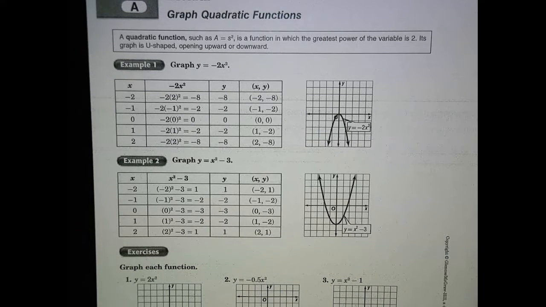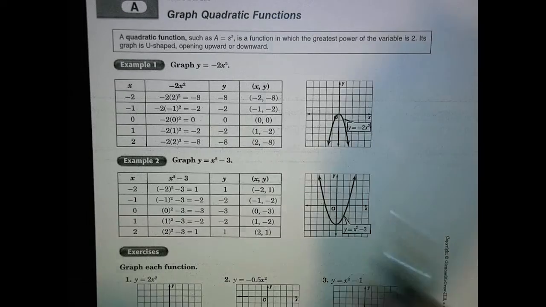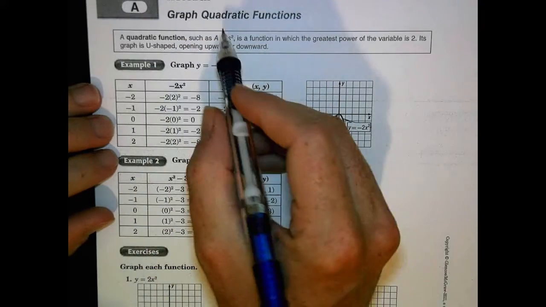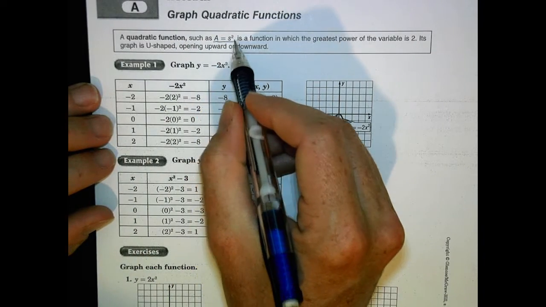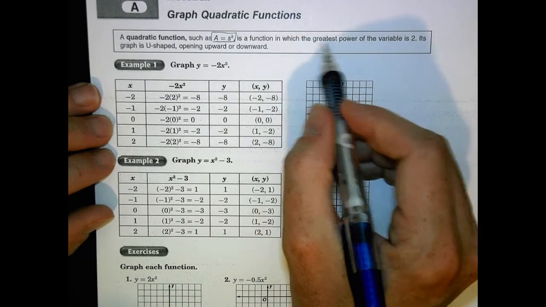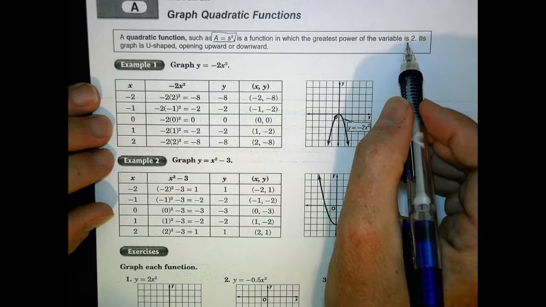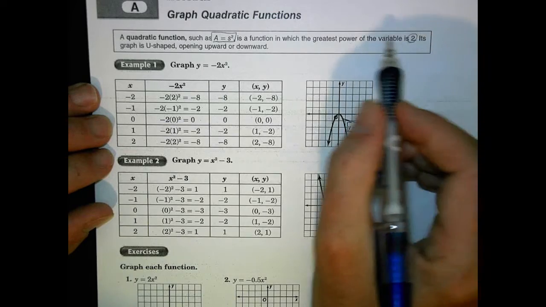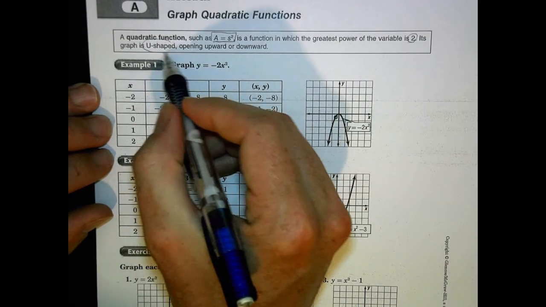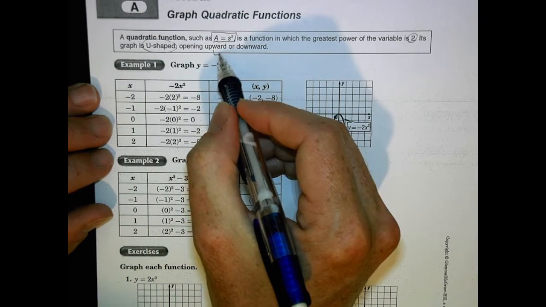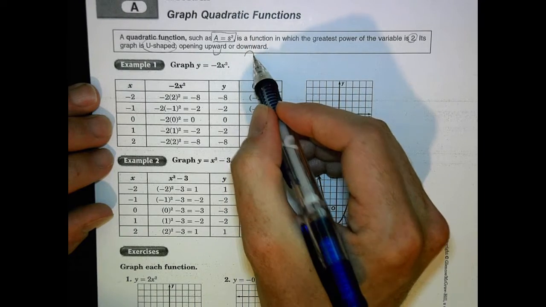Hi there, we're on our last lesson for this unit. This is on graphing quadratic functions. A quadratic function, such as y equals x squared, is a function in which the greatest power of the variable is to the second power. Its graph is U-shaped, opening upward like this or downward like this.